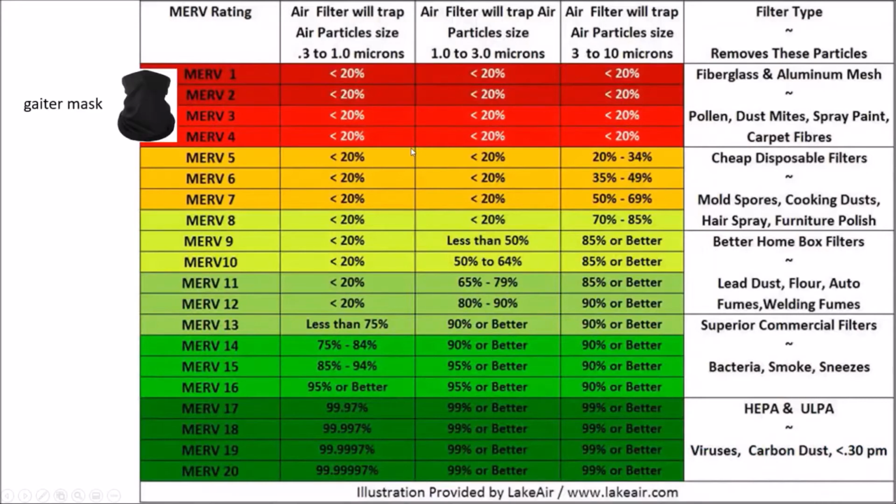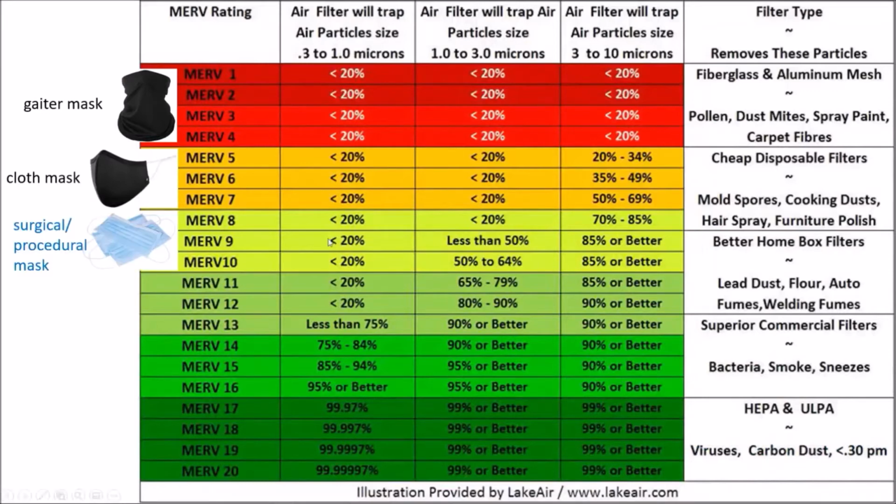And I thought I would show what the masks can do. So a gator mask is equivalent to a MERV filter of about 1 to 4. A cloth mask is 5 to 6. MERV 8, this is what we had prior to the pandemic, is equivalent to a surgical mask. An N95 respirator is anywhere from a MERV 13 to 15. And an N99 respirator is equivalent to what we would call a HEPA filter, or high efficiency particulate absorbing filter.